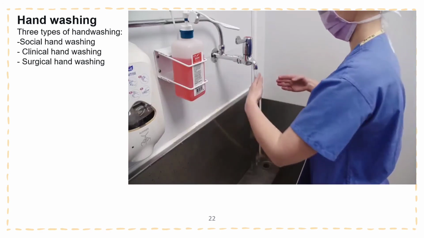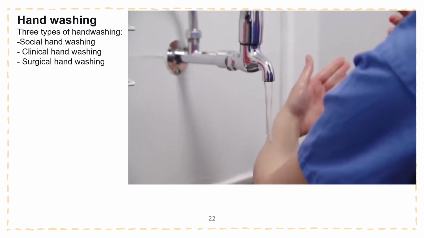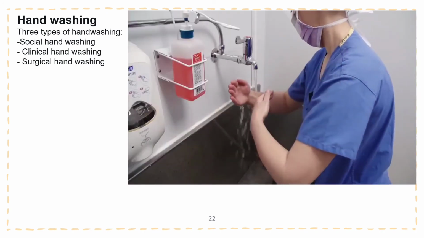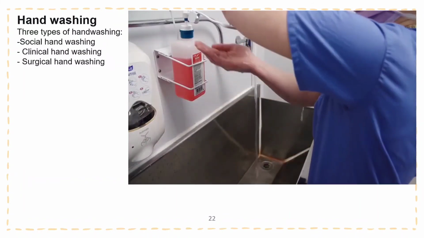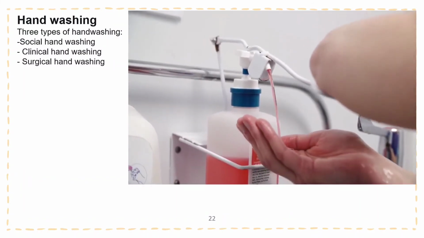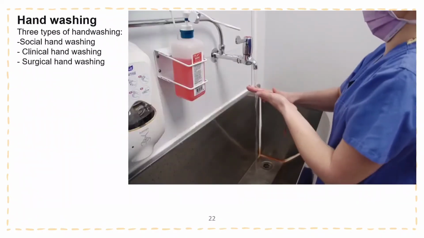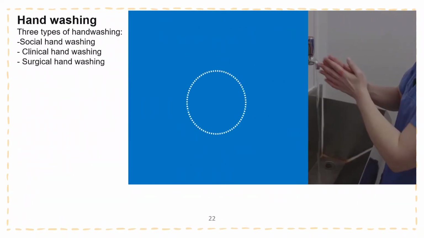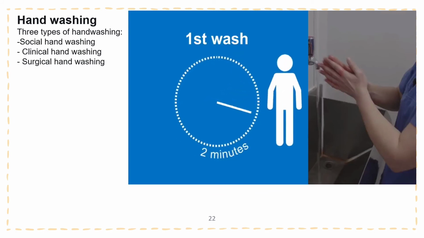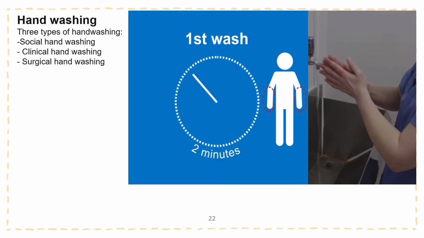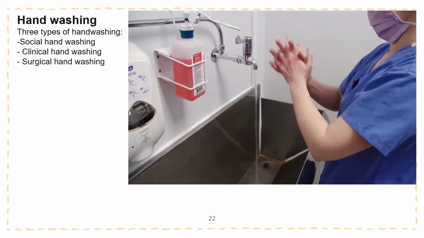Apply approximately 5 mils of aqueous scrub, for example Hibiscrub or Videne, to the hands, using your elbow to release it from the dispenser. A hypoallergenic alternative is also available. The first wash should take about 2 minutes and includes washing the fingers, hands and elbows, arms up to the elbow. To be effective, the aqueous scrub needs a minimum of 2 minutes contact time with the skin.